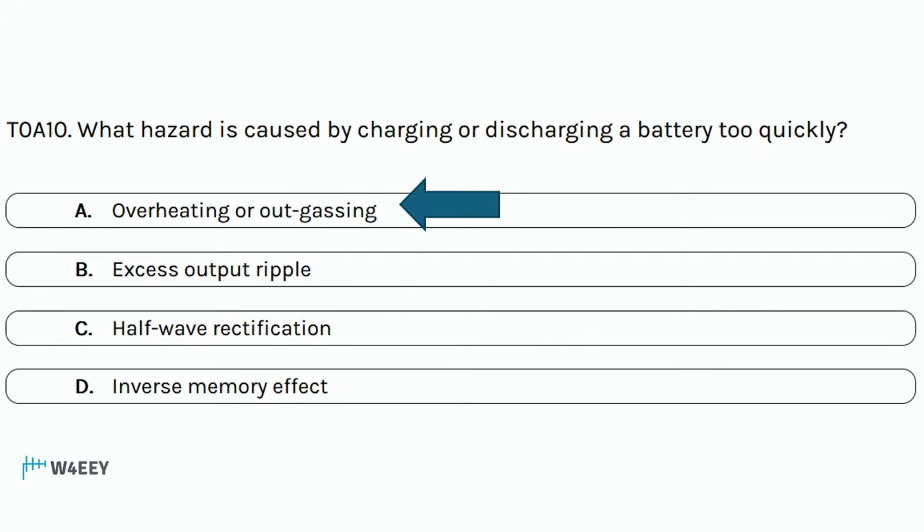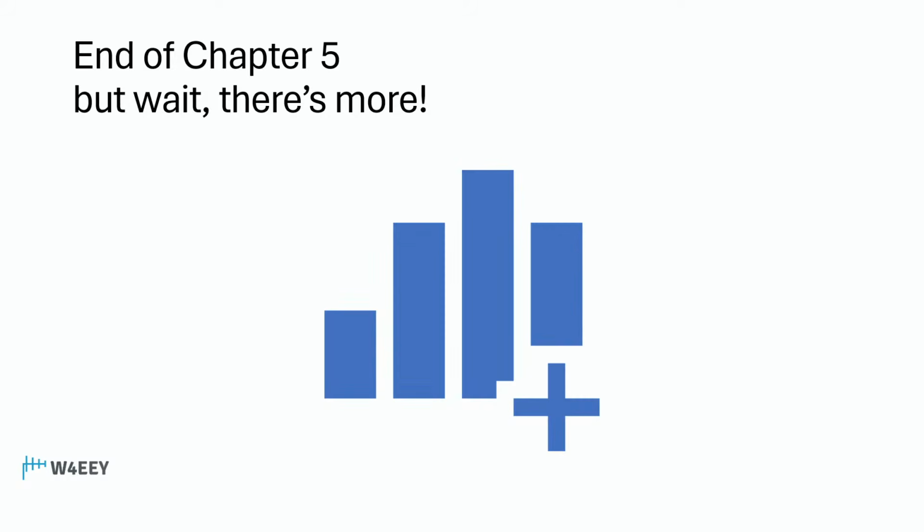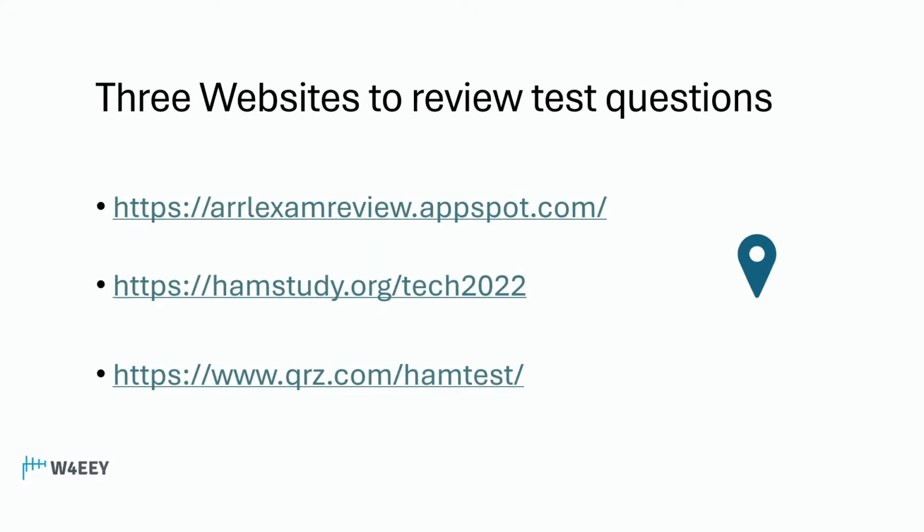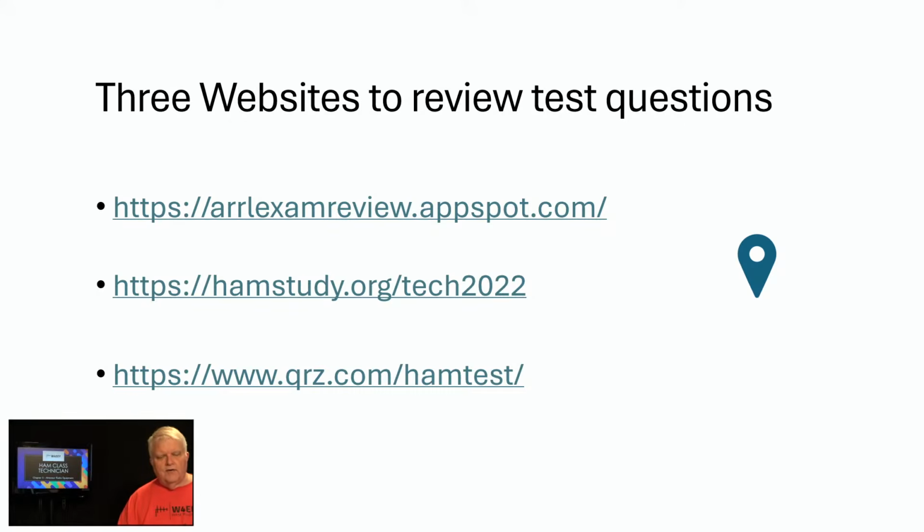And that, ladies and gentlemen, is the end of chapter 5. But wait, I've got some more that I want to bring to your attention. There are 3 websites that you can use to review test questions. We've now completed 5 chapters, 2 through 5 anyway. So you can go to the American Radio Relay League's exam review website here and use it to review test questions. There are also hamstudy.org and QRZ.com, also places you can go to review.